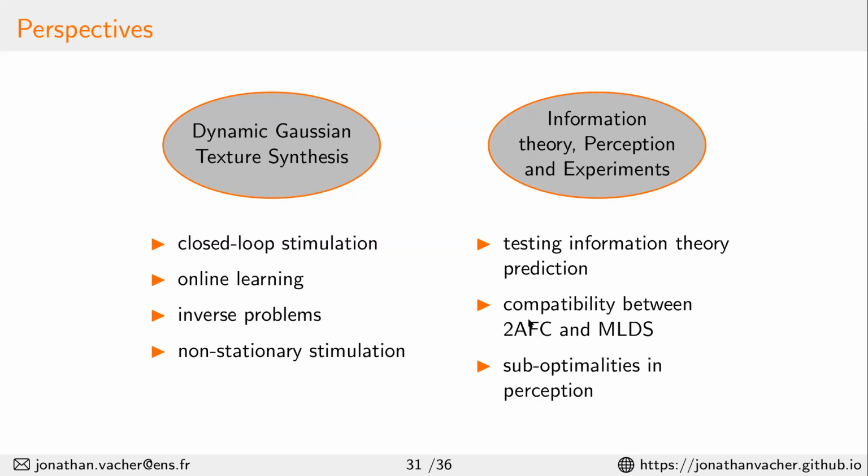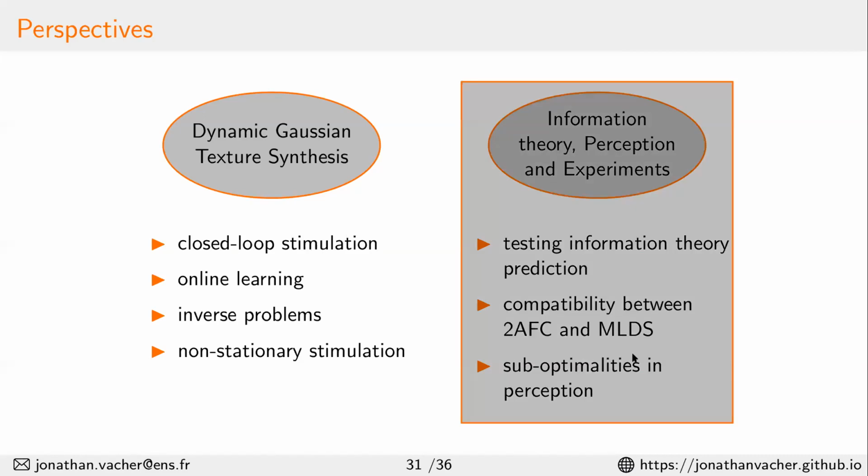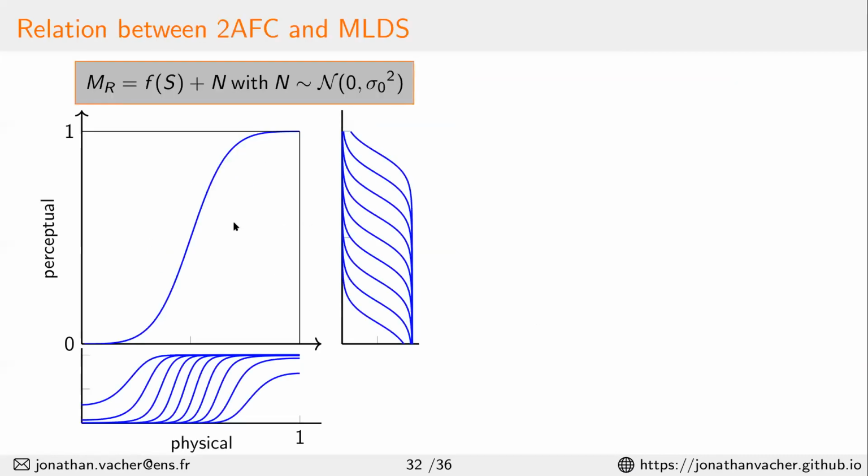So the measure of the psychometric curve that I talked about at the beginning of the talk, and this maximum likelihood difference scaling function, could also be used to study suboptimalities in perception. Here I will show you what it means and what is behind that. You're still using this function: you have a physical parameter that is transformed towards your internal space, and this is corrupted by a noise with constant variance. This is the main equation here.